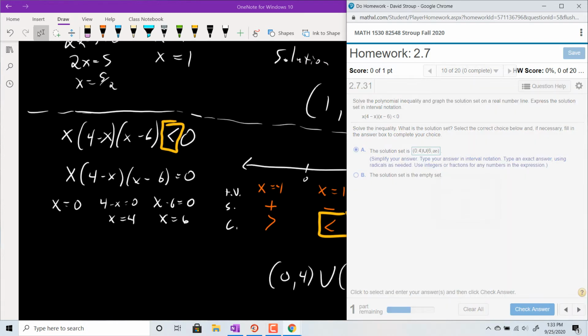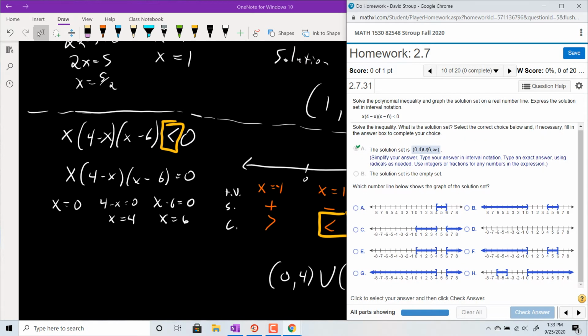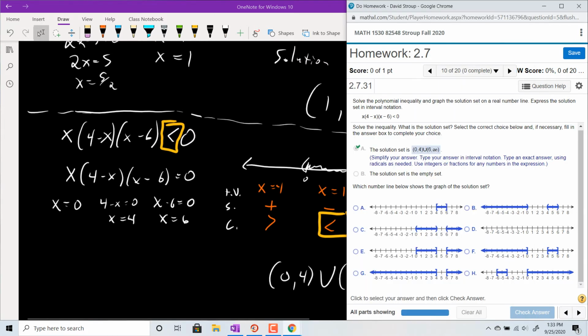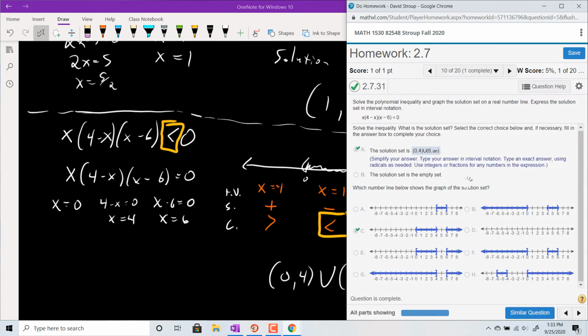Yay. What else do they want to know? Oh, they want you to graph it, so we already graphed it. It's just these two intervals in here, right? This interval, and then this interval. So there should be a small open one, and then another open one, so this part C here. Let's check it. Yay! All right.